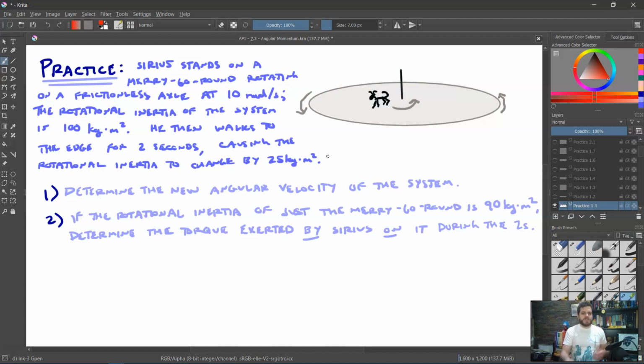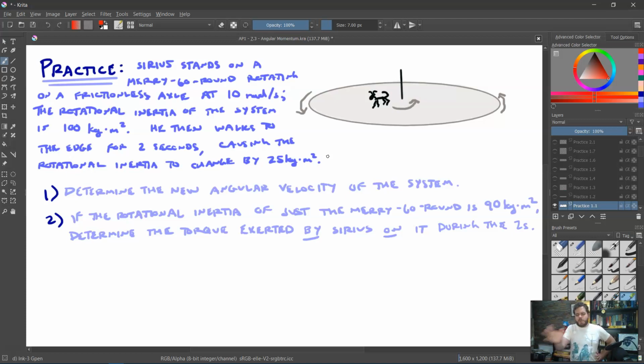As he walks towards the edge of the merry-go-round over a course of 2 seconds, the rotational inertia of this system changes by 25 kilograms meters squared. We want to, one, determine the new angular velocity of this system, if there is one, and two, if the rotational inertia of just the merry-go-round by itself is 90 kilograms meters squared, what is the torque exerted by Sirius on the merry-go-round during those 2 seconds? So let's first look at the first situation.